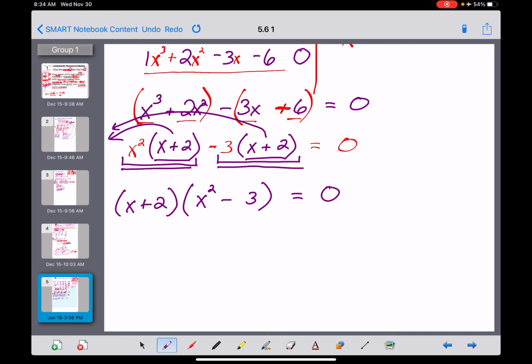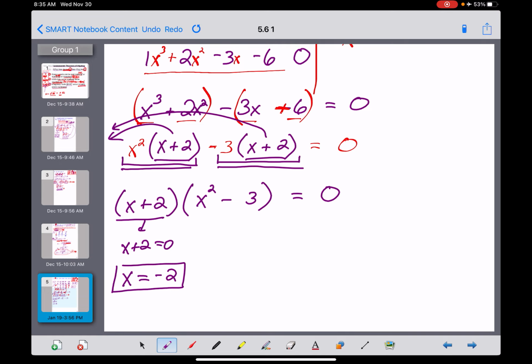So, we've done some factoring by grouping there. Can you factor any further? The answer to that is no. That x squared minus 3 is not a difference of squares because 3 is not a perfect square, and x plus 2 you can't do anything with either. So now it's time for the zero product property. We're going to set x plus 2 equal to 0 and solve and get x equals negative 2.